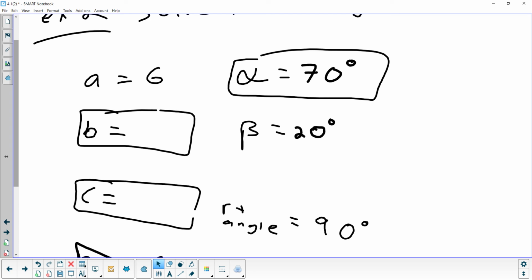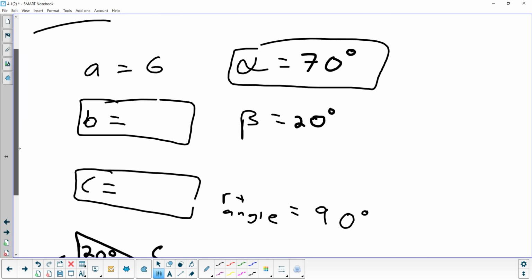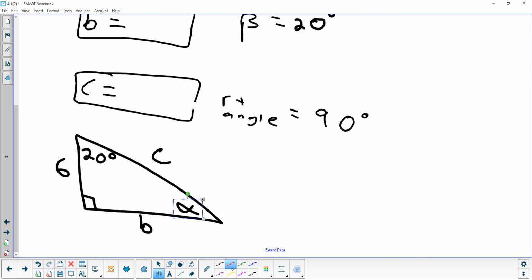Now that I know that angle is 70, Olivia, should I use that angle to find other things? No. Why not? Because we just found that. And what's wrong with us finding it? Because it might not be right. Okay, so forget about it. We're going to use the 20, and we're going to use the 6 to find everything else.